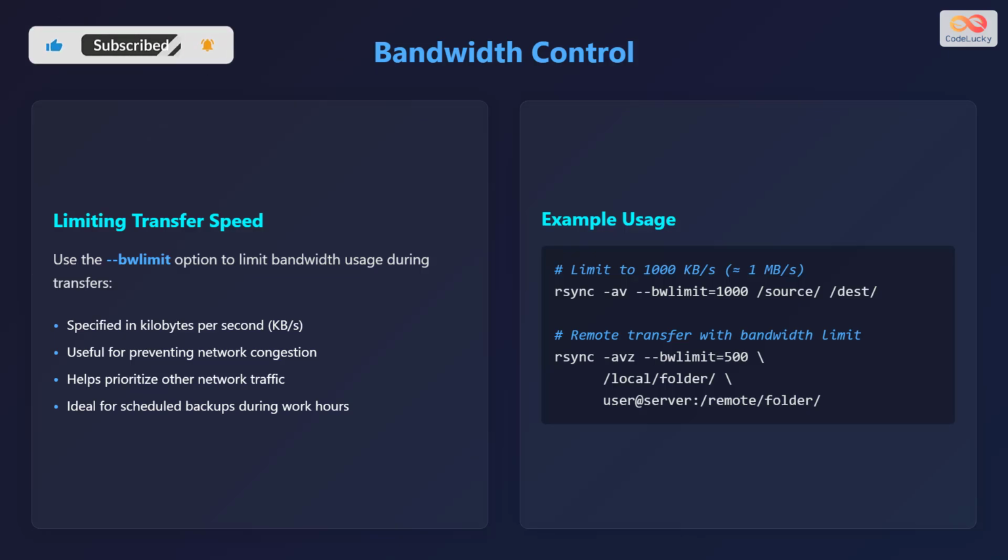For example, to limit the transfer speed to 1000 kilobytes per second, which is approximately 1 megabyte per second, use the command rsync -av --bwlimit=1000 /source/ /dest/. To perform a remote transfer with a bandwidth limit, use rsync --bwlimit=500 /local/folder/ user@server:/remote/folder/.